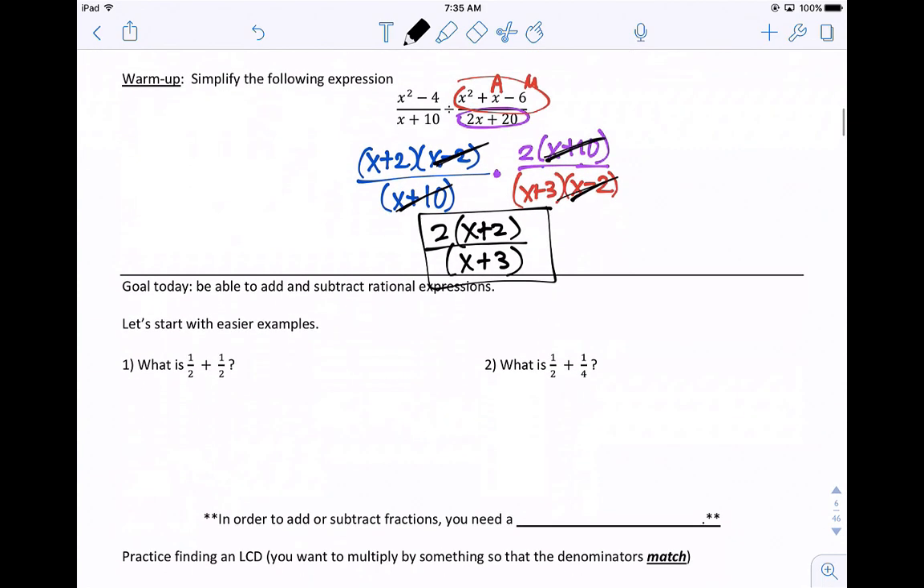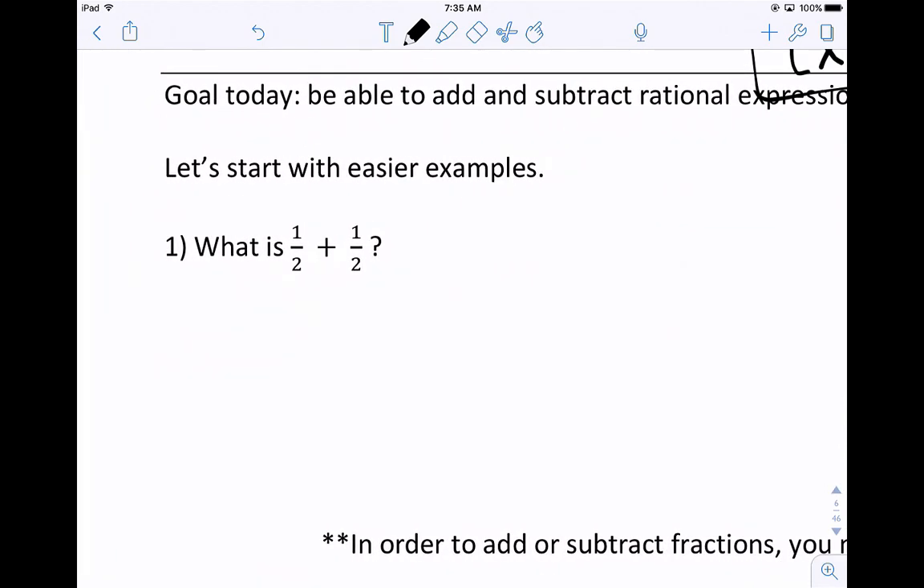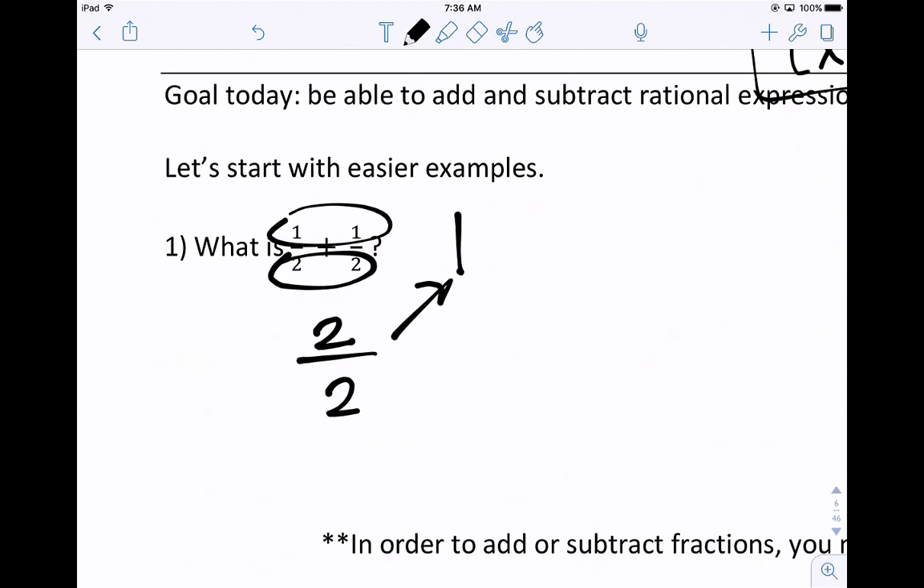Today we're going to look at adding and subtracting rational expressions. So we'll start with an easier example. Half plus half is 1 whole. Another way to do that is, since they have a common denominator, we're going to add the numerators. So we have 1 plus 1 is 2. We leave the common denominator, we get 2 over 2, which would give us 1.